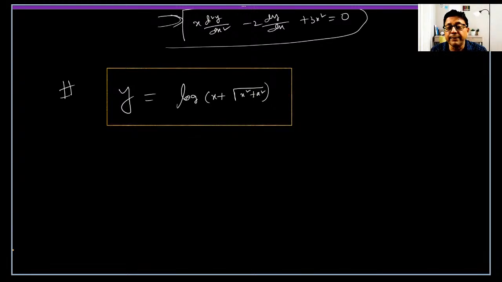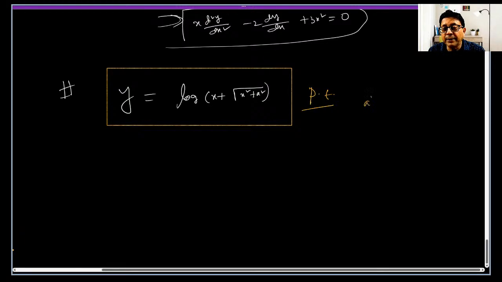Y equal to this given, you prove that a square plus x square.